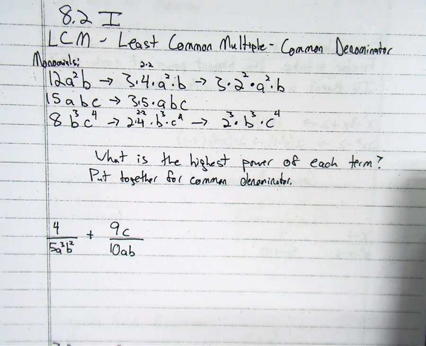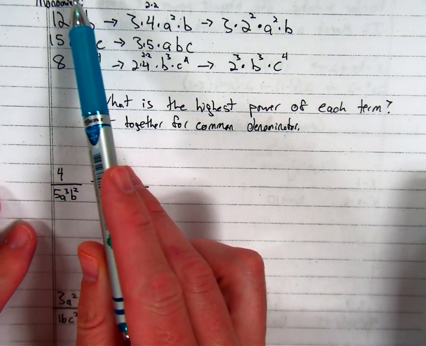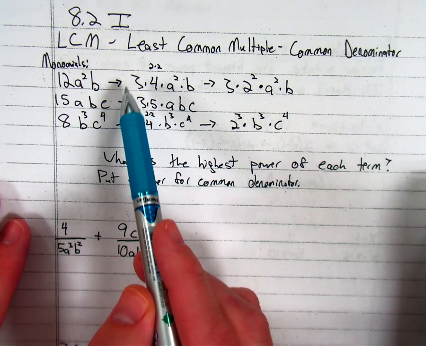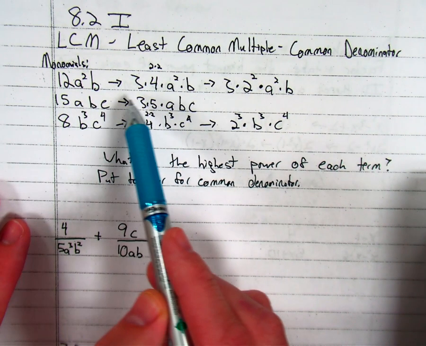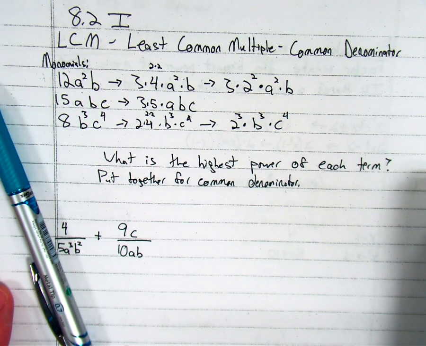We're talking common denominator, so we can add and subtract fractions. Okay, sometimes called the least common multiple. We're going to get to the common denominator. For monomials, the chunks, we're going to split apart the number.